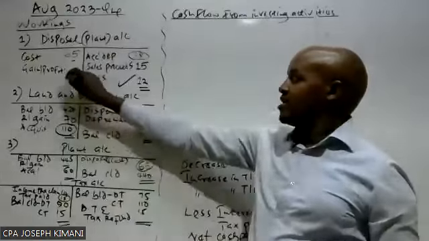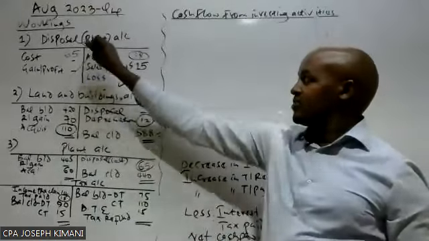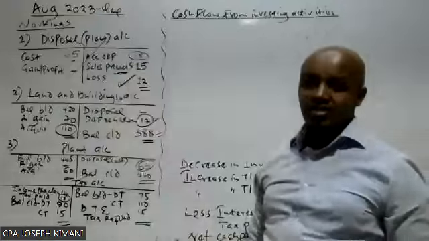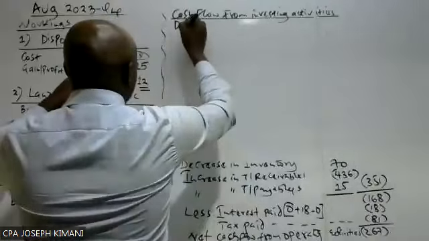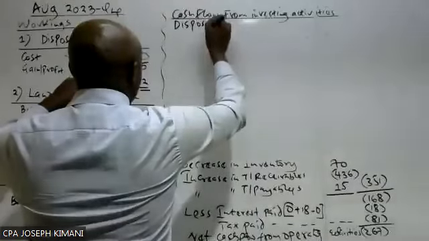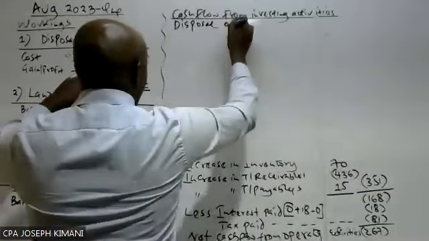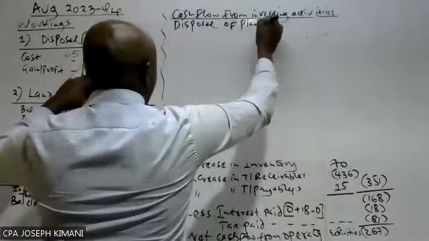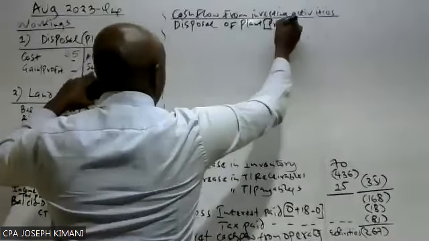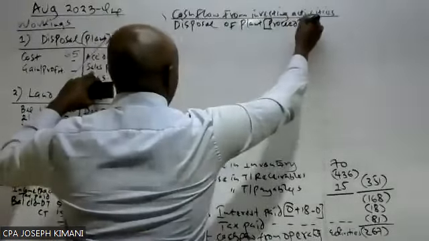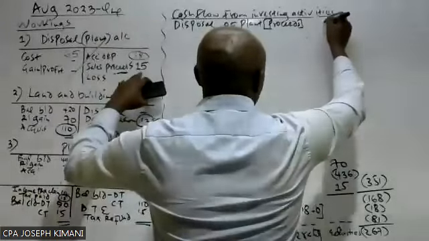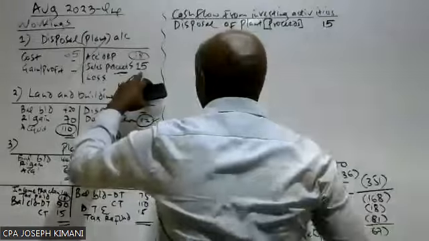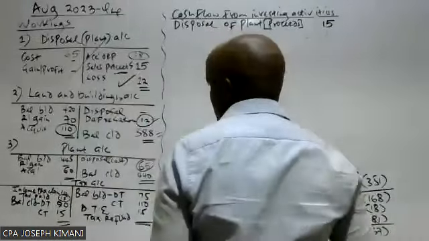In working number 1 here, we know that there was a plant which was disposed, and what we consider here is the sales proceeds. So we have this disposal of plant, and what we consider here are the proceeds. How much was received? The amount which was received was 15, which is a cash inflow. We record it there as a positive.